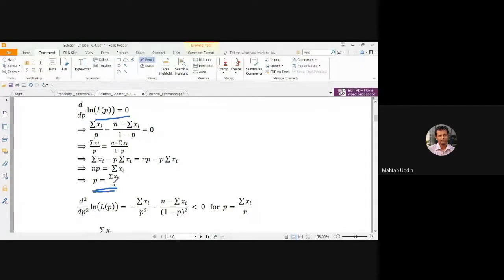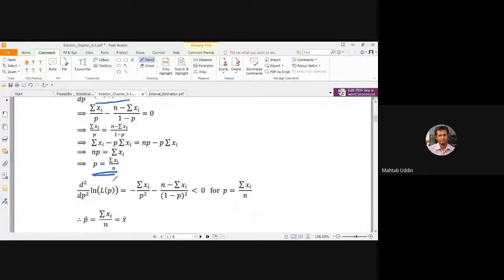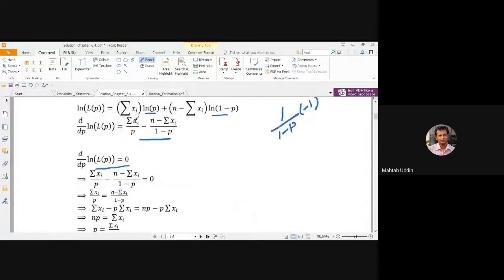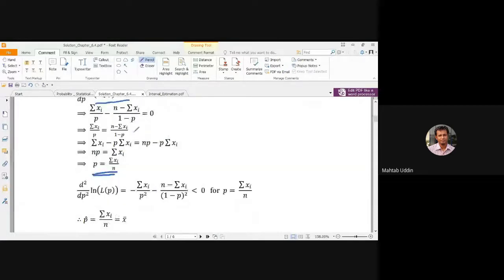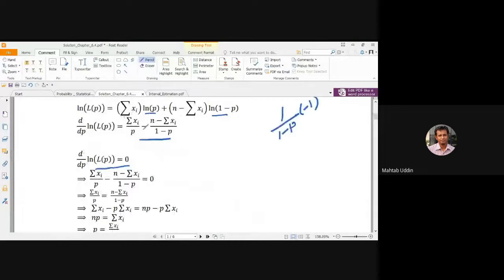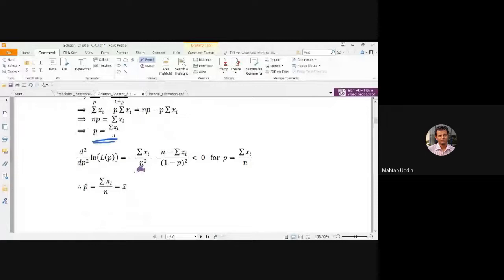Then the second derivative. Once again we take the second derivative of sum of xi by p, which will be minus sum of xi by p square. If you differentiate this, two minuses appear, one for the negative power and one for this. So the sign will be the same, but minus 1 by p square, you can see, right? Then finally you can put p equal to this, and definitely this is negative. It's always true.